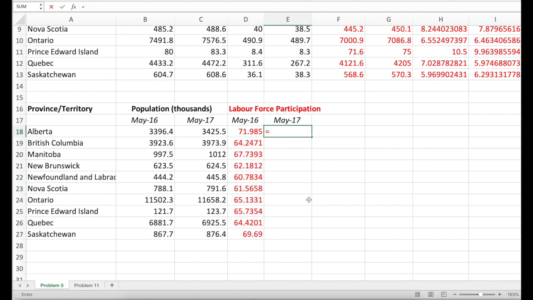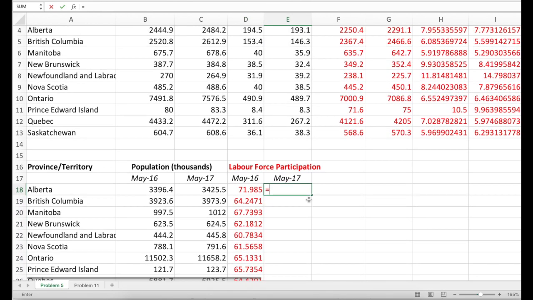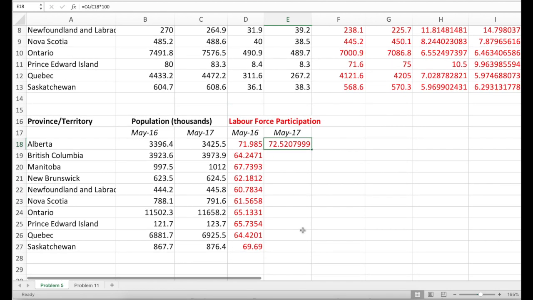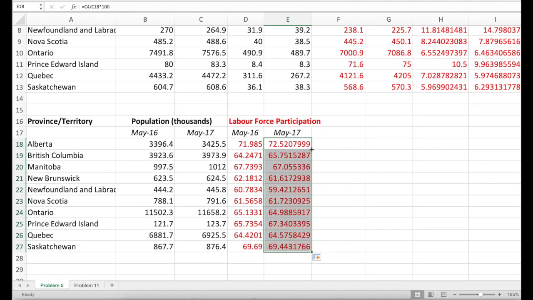You can do that again for 2017. In the numerator, I have the people in the labor force for that province, for that year, divided by how many people fit in the adult population in Alberta in 2017, times 100, which gives me the labor force participation rate. And again, I can just double click here to copy the formula down to get the labor force participation for all the provinces.